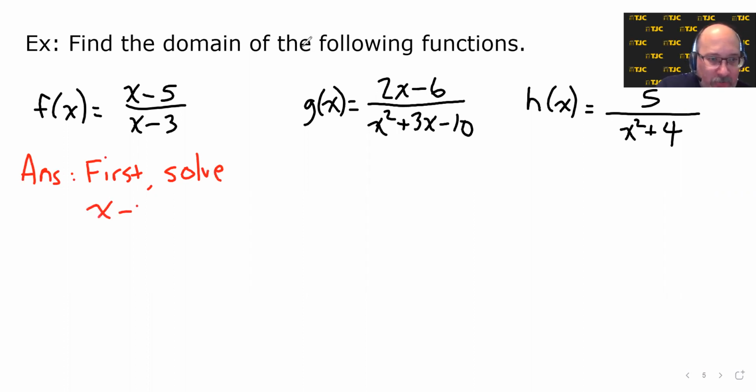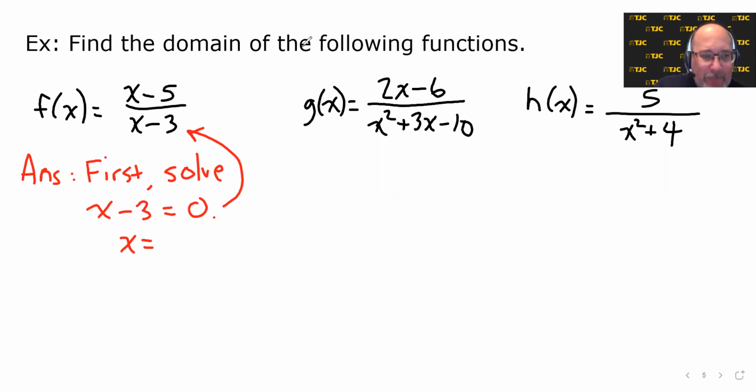X minus 3 is equal to 0. Now, I know I just got finished saying that the denominator can't be 0. But if I want to know what numbers I need to avoid, I need to find the numbers that cause problems. In this case, any number that makes the bottom equal to 0 will cause a problem. Well, this is easy to solve. We just add 3 to both sides and we get x equals 3.